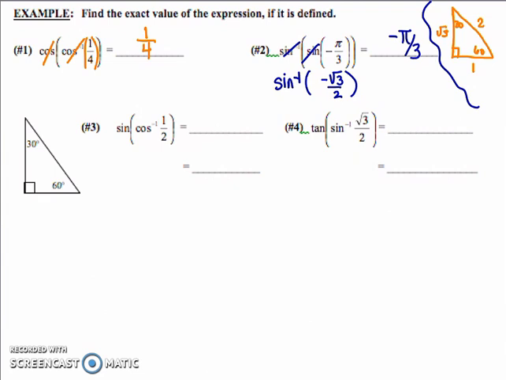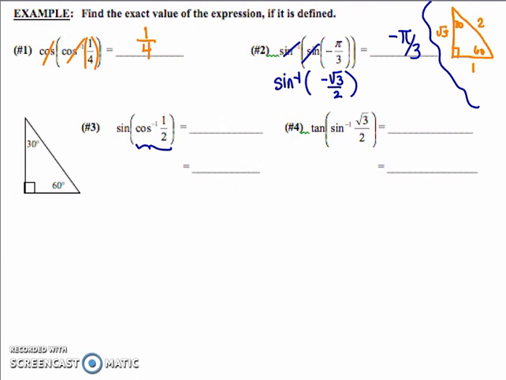Now our next examples are a little bit different because this time our inverse is on the inside. So remember what I said, when the inverse is on the inside, you have to make sure that your input is in the domain of the inverse. We already know 1/2 lives between -1 and +1, so we're okay there. So let's start by looking at the inside. Just like PEMDAS, start on the inside, work your way out. Okay, so what is the inverse cosine of 1/2?